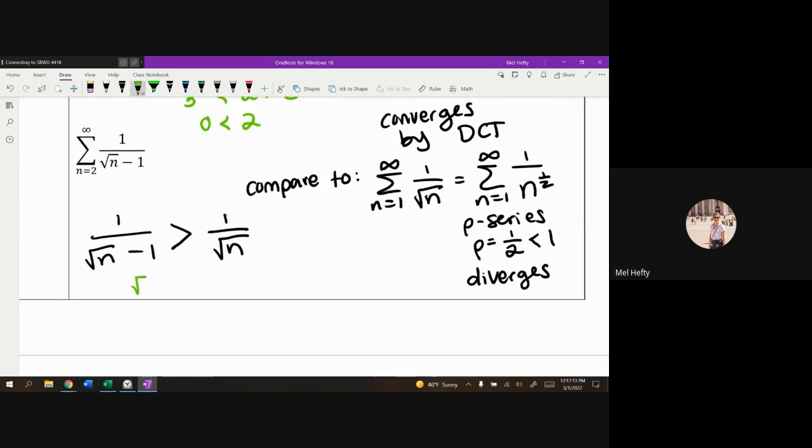If you want a more thorough comparison, not necessary, but you can get a more thorough one by cross multiplying and kind of getting that final thing. So our final answer diverges.